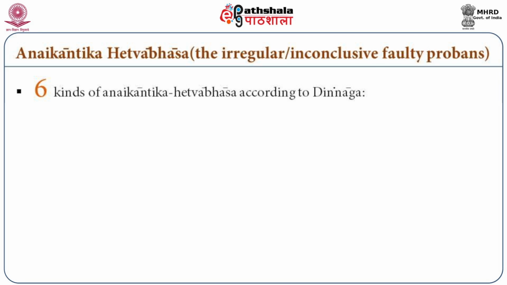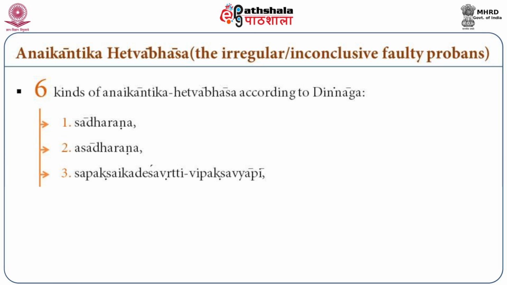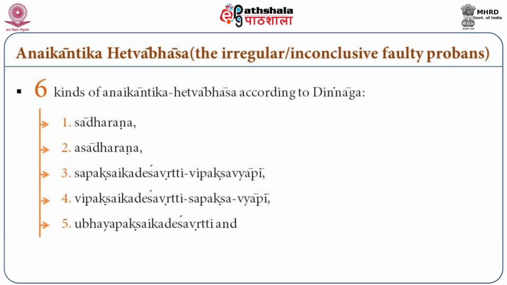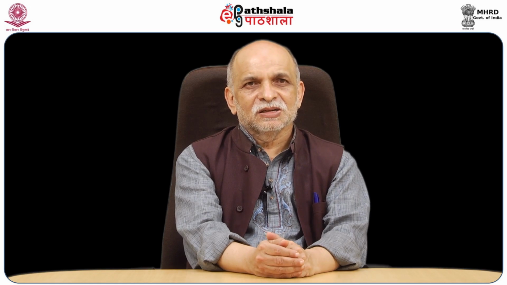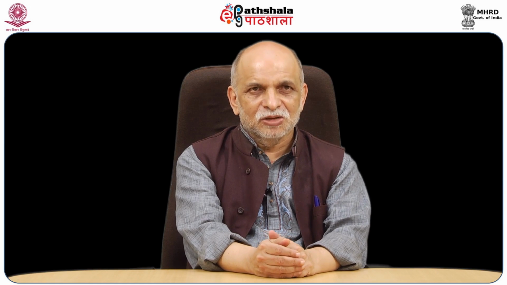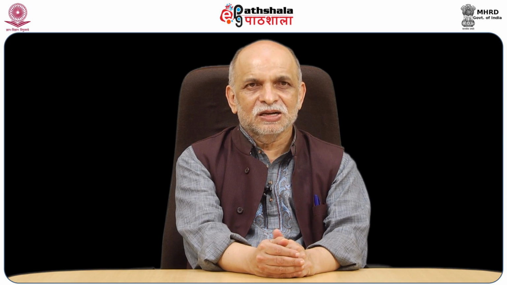Dinnaga mentions 6 kinds of Anaikantika Hetvabhasa, out of which we can say that 5 are included in the Hetu Chakra that we have discussed in the previous module. One is sadharana, then asadharana, then sapakshayika desha vritti vipaksha vyapi, vipakshaika desha vritti sapaksha vyapi, ubhaya pakshayika desha vritti, and lastly viruddha vyabhichari. Now, while discussing Hetu Chakra, we only mentioned Sadharana and Asadharana.